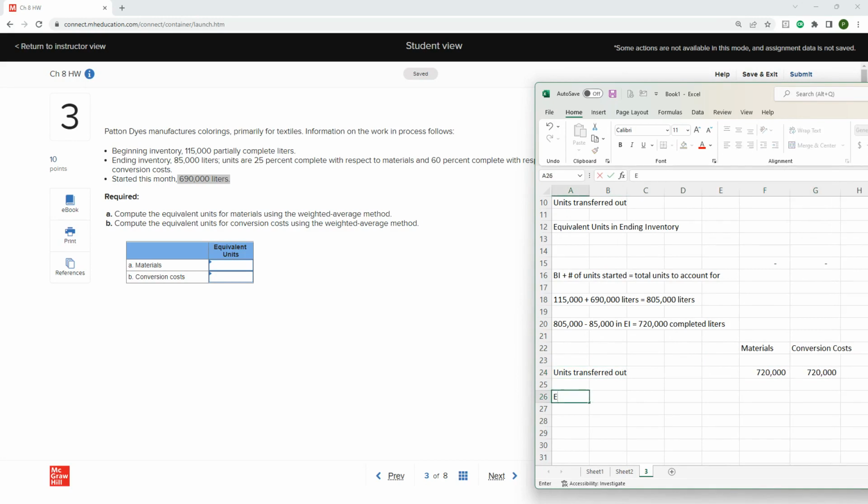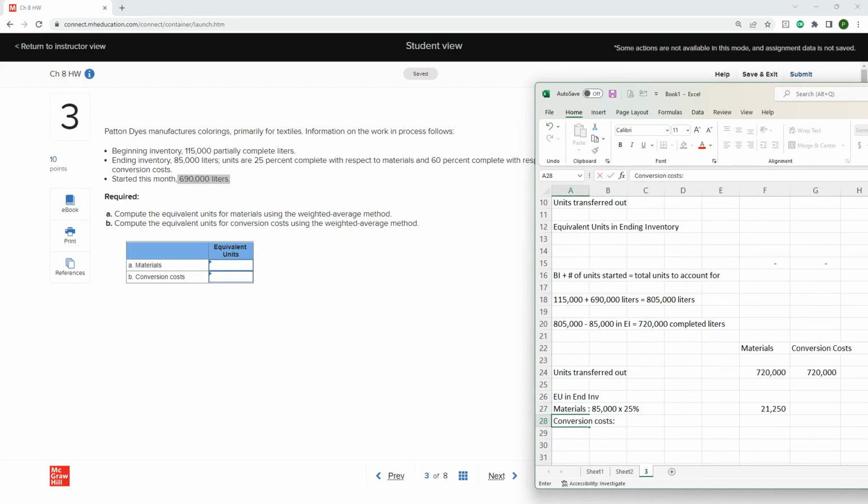For materials, it tells us that materials are 25% complete. And it also tells us there are 85,000 liters in ending inventory. So that's 85,000 times 25%. I'm going to do 85,000 times 0.25. Get 21,250. And then for conversion costs, the fact pattern says that it's 60% complete.